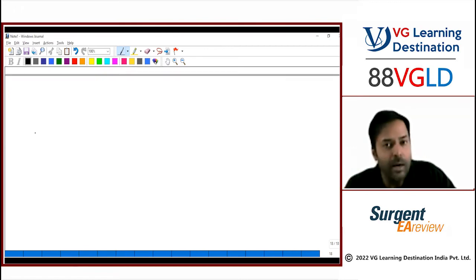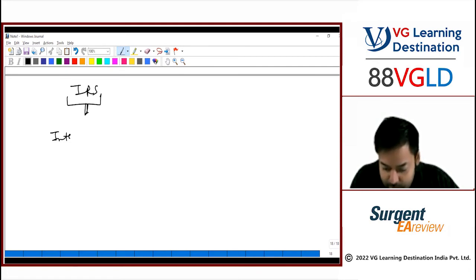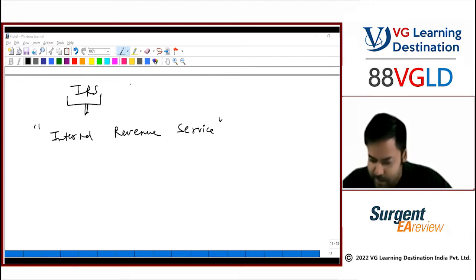One authority which I'll keep using frequently is called the IRS, which is the Internal Revenue Service. What is the IRS? Can you tell me if you're aware of it? Anyone who's aware of it? It's like the IT department in India. Who's the authority in India, Ashutosh?